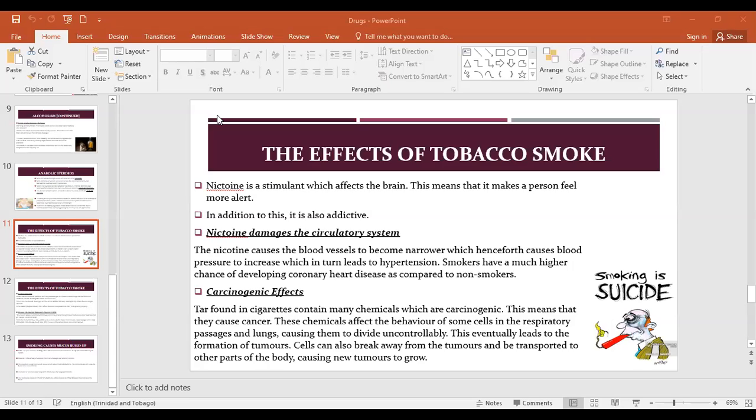But what happens is over time, while you're busy feeling nice with the smoking, it will damage your circulatory system, and it could also cause you to develop cancer. So the nicotine will cause your blood vessels to become narrower, and in essence, that will cause your pressure to increase, which will lead to hypertension. So that is how smoking leads to hypertension.